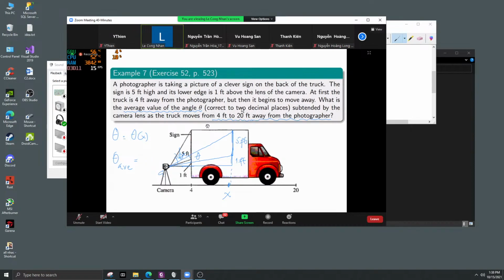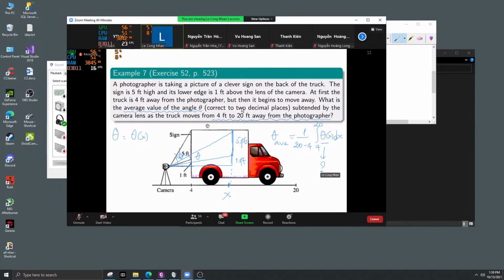Okay, so it remains here. What is a? a is 4 and b is 20. Okay, so it remains to compute theta with respect to x and apply the formula. The average value of theta equals 1 over 20 minus 4 times the integral from 4 to 20 of theta of x dx. So it remains to compute theta with respect to x.